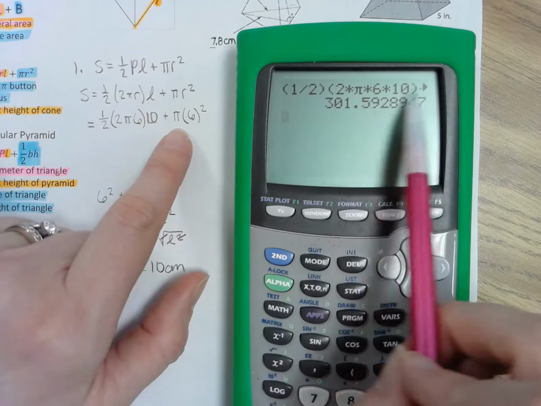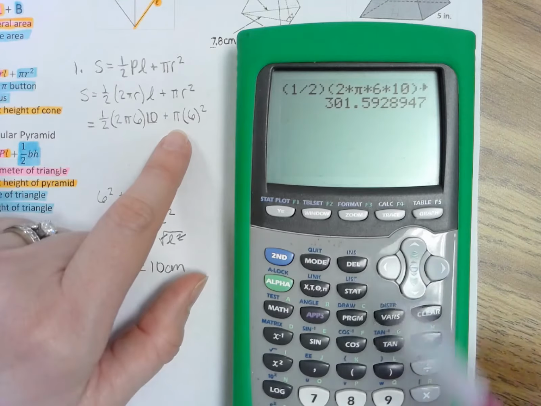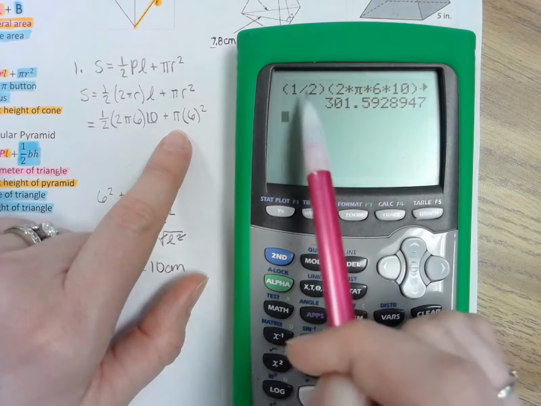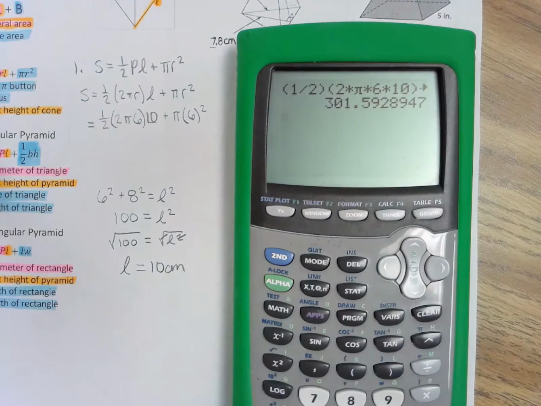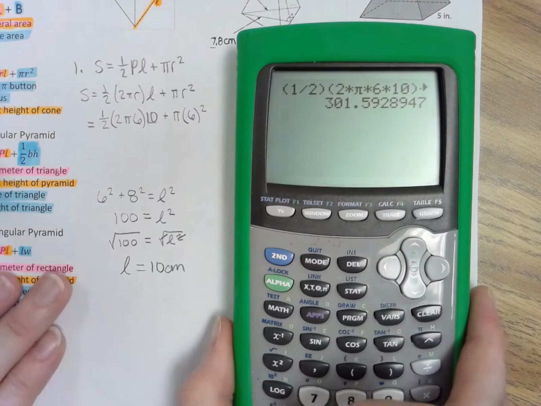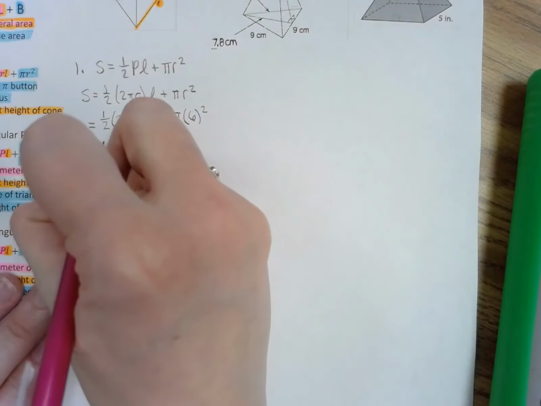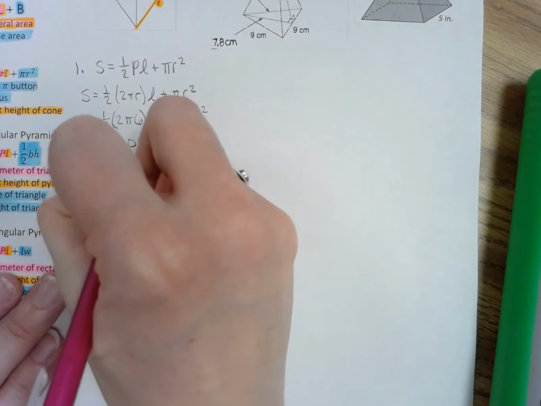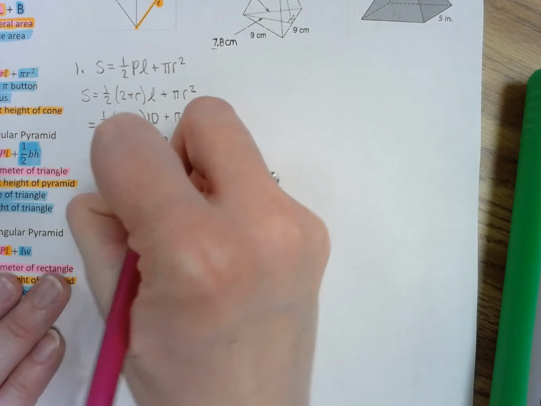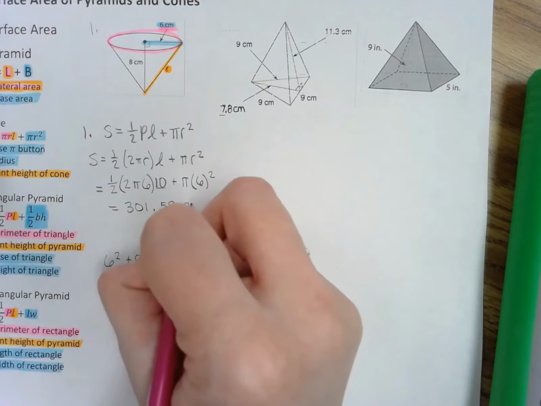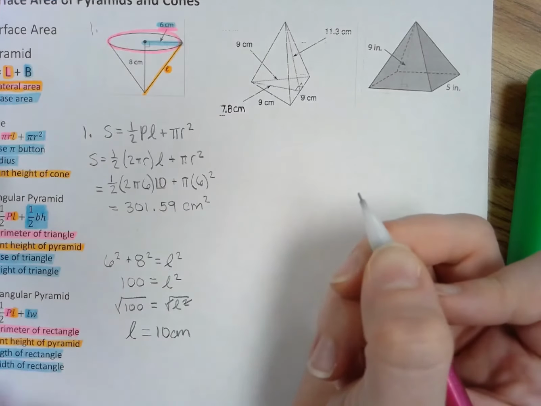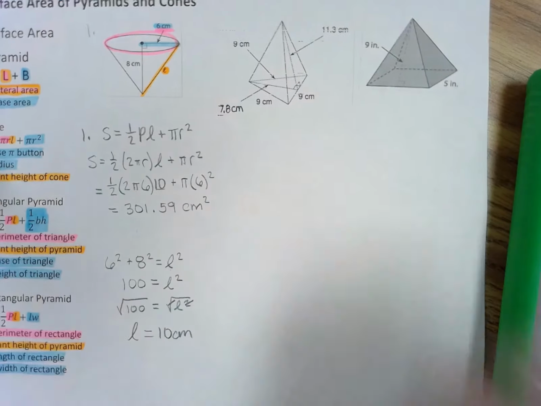Because we have typed in so much, it may be good for you to type it in a second time just in case you typed a button in wrong. You'd hate to miss your surface area just because of calculator error. Rounding that to the nearest hundredths, we get 301.59. Our units are in centimeters. Because we're calculating surface area, it is squared centimeters.